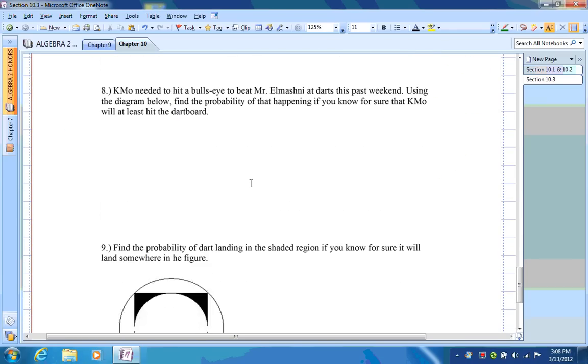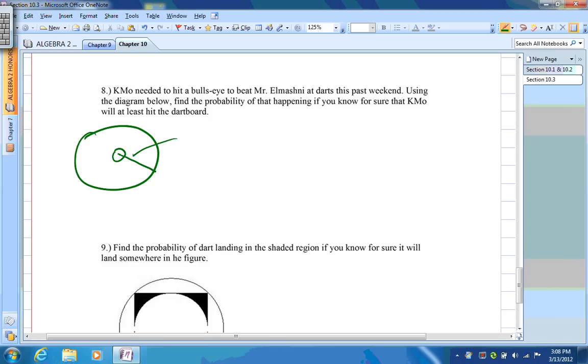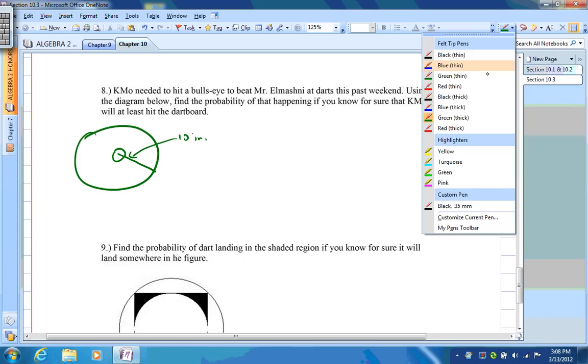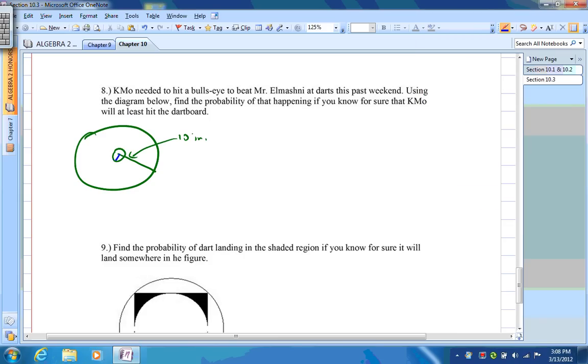Lastly, we want to look at geometric probability. So let's say we have a dartboard that looks like this. Let's say the large radius is 10 inches, and using a new color, let's say the small radius is 1 inch. So assuming that Kamo will hit the board, he's not a bad dart player, he'll actually hit the board, what's the probability he'll hit the bullseye to beat me? So if you said 1/10, you're wrong. It's not 1/10.